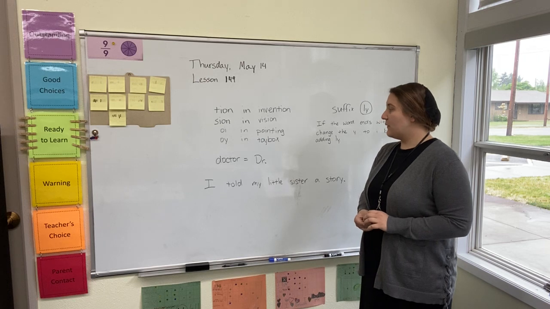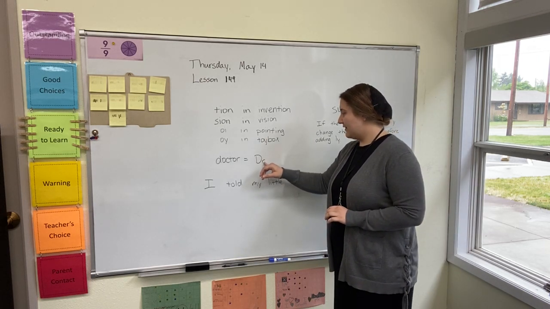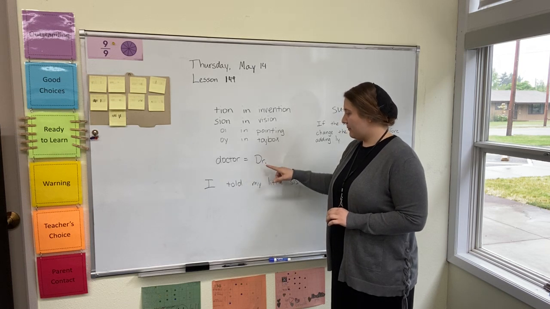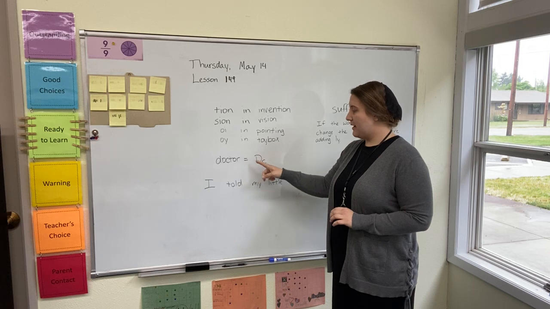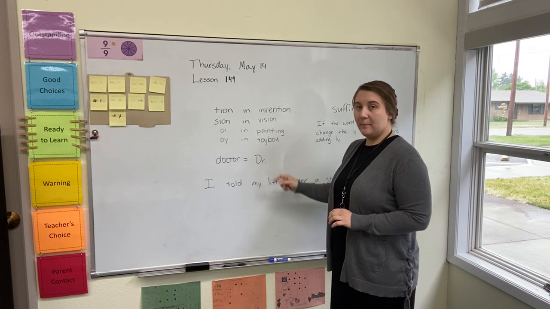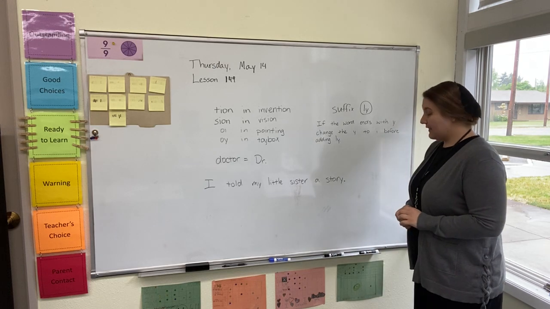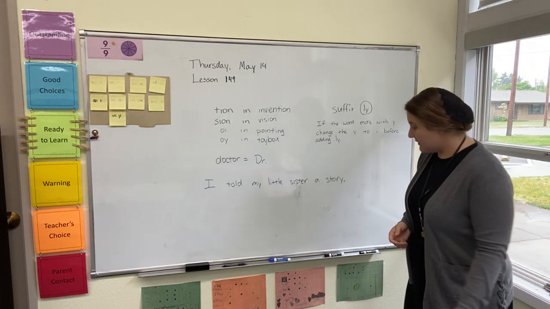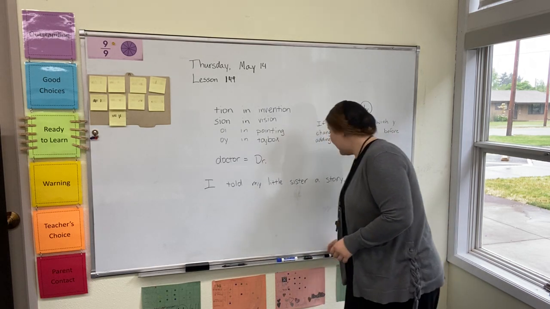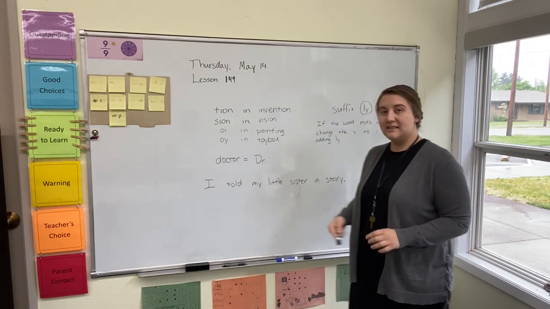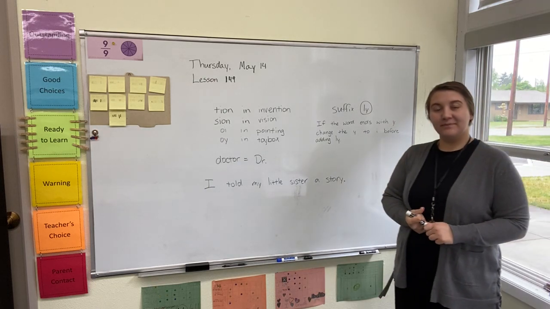The next thing we're going to review is this abbreviation. I kind of messed that up right there. So, doctor, we know, becomes capital D-R period for doctor. The next thing I want to do is find the verb and adverb in this sentence down here. So let's read the sentence. I told my little sister a story.